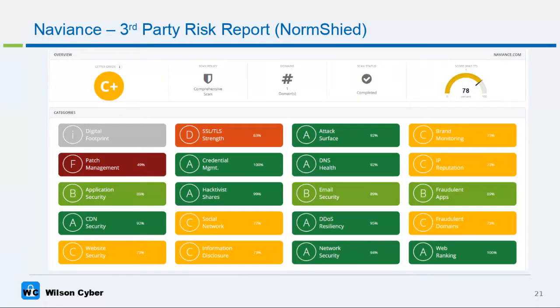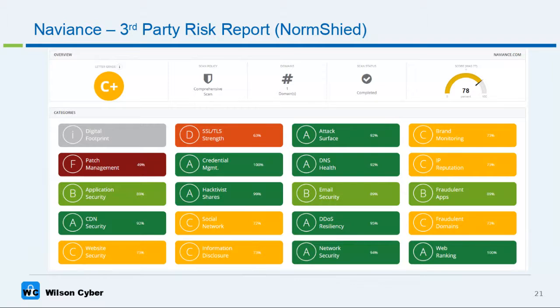And finally, we ran the same against Naviance, which is a third-party provider as well. Naviance's scoring was lower. They scored a C+, an overall score of 78. They have several areas of yellow and red. Some of the areas they need improvement: website security 73, social network 72, information disclosure 73, brand monitoring 73, IP reputation 73, fraudulent domains 73, TLS/SSL strength 63, and patch management 49, which is an F in that category, which means they need to keep up with their latest patches.